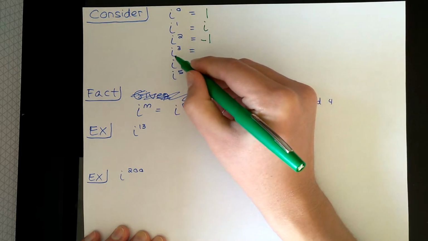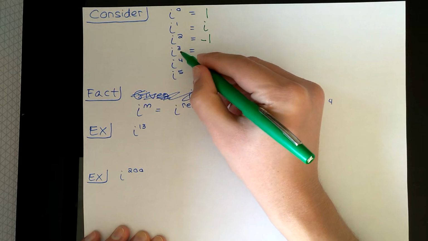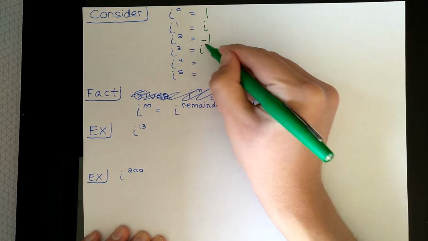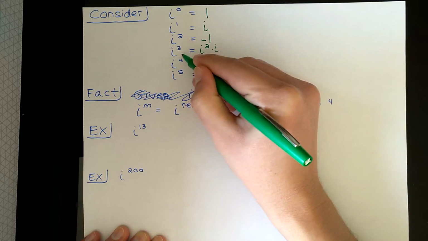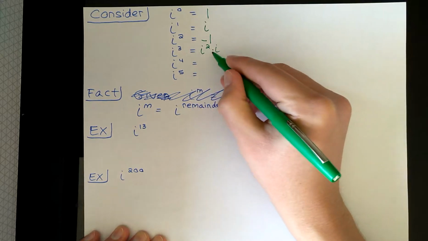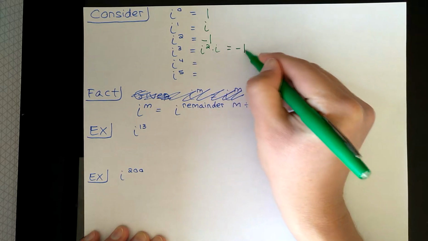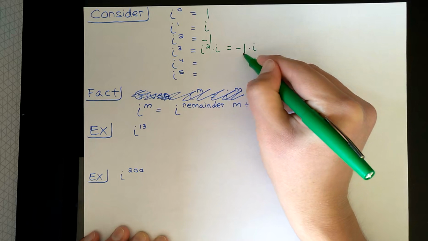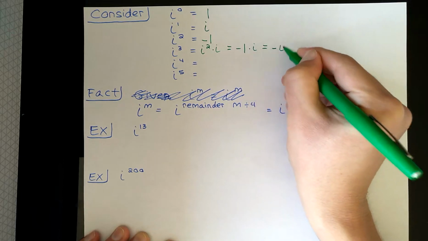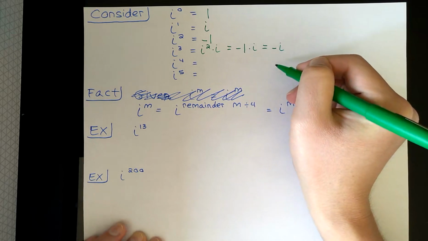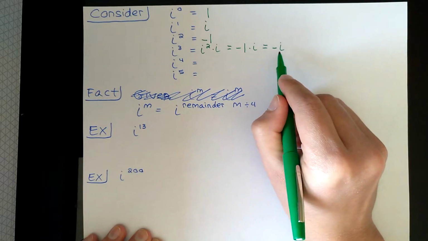So what's i to the third power? Well, if we take i to the second power and multiply it by another i, we would get i to the third power. And we know i to the second power is negative 1. So really we have negative 1 times i, which just gives us negative i. So i to the third power is negative i.